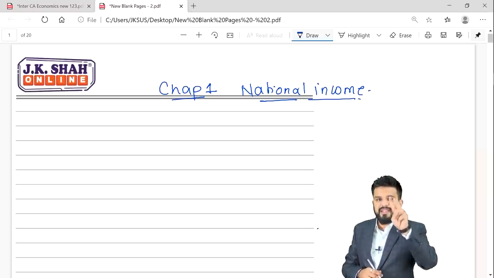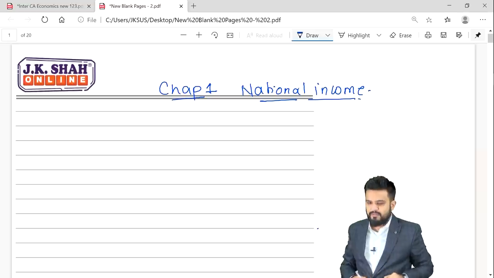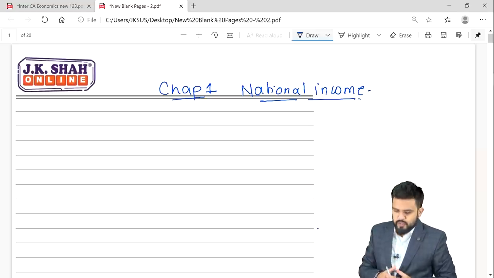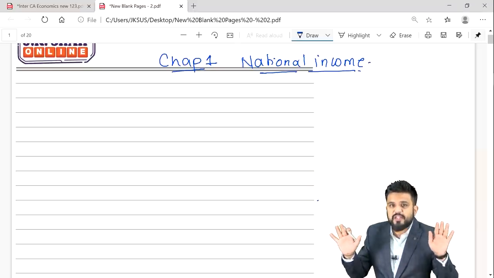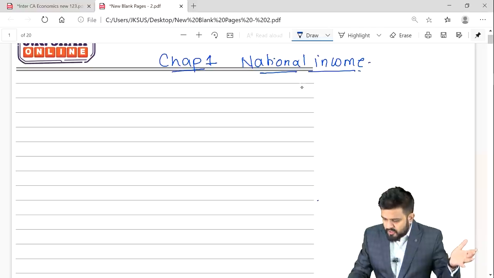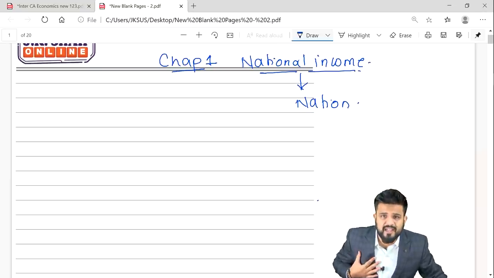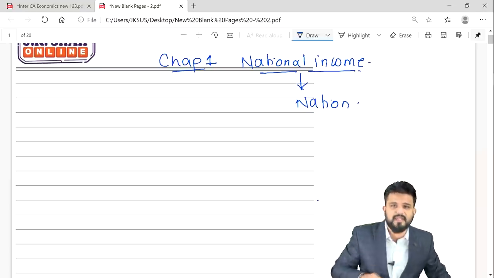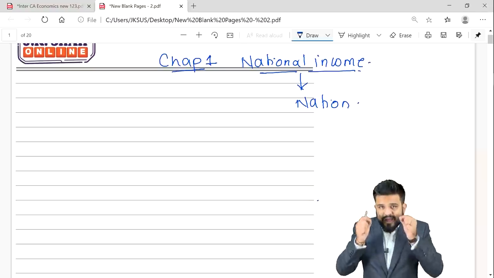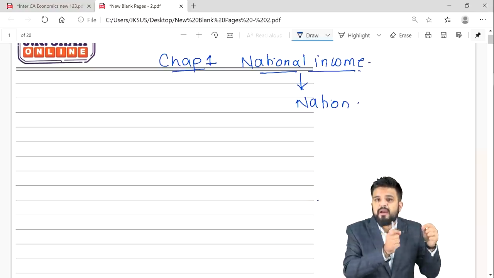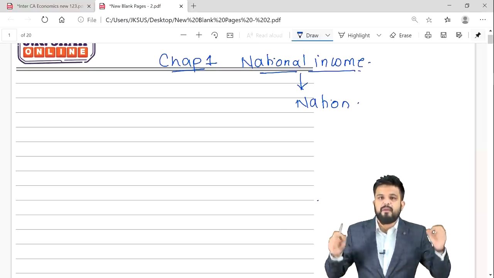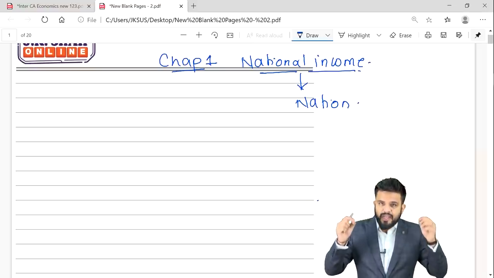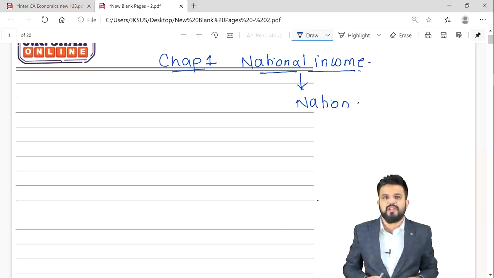Now in Chapter 1, there are 2 units. I am starting with the first unit, National Income, Determination of National Income. Now students, please understand, in very simple language, can I say national income is nothing but income of the nation? I will write: income of the nation is national income. See, the logic is very simple. My income is personal income. Your parents' income is personal income. Income earned by Reliance, or by a particular company, firm or organization, is private income. But when the country earns money, the nation gets income, that becomes national income.